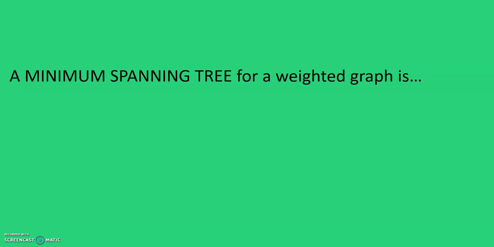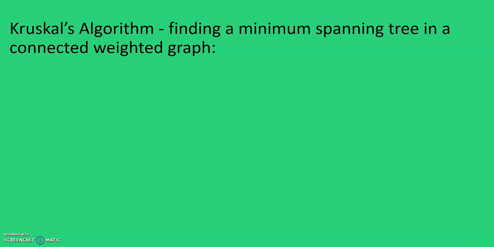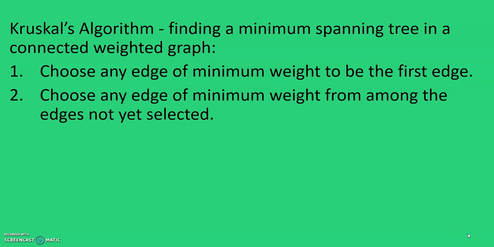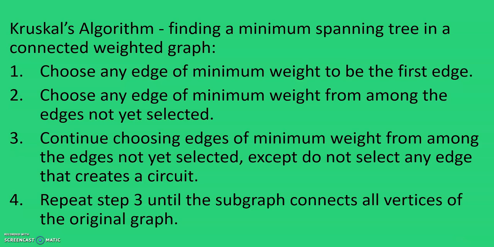A minimum spanning tree for a weighted graph is a spanning tree that has minimum total weight. Kruskal's algorithm helps us find a minimum spanning tree in a connected weighted graph. Choose any edge of minimum weight to be the first edge. Start with the minimum weight. Choose any edge of minimum weight from among the edges not selected. They don't need to be connected. Continue choosing edges of minimum weight from among the edges not yet selected, except do not select any edge that creates a circuit. Repeat step 3 until the subgraph connects all vertices of the original graph.